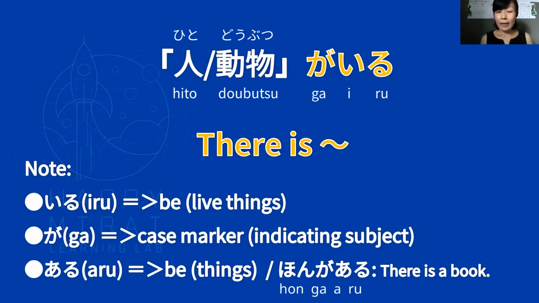So in case you want to know how to say there is something for non-live things, it is aru. Aru, for just general things which have no life. For example, 本がある. Okay, there is a book. 本がある, right? So remember this sentence structure. 何々がいる for live things. 何々がある for non-live things. There is something. Okay, はい、次.